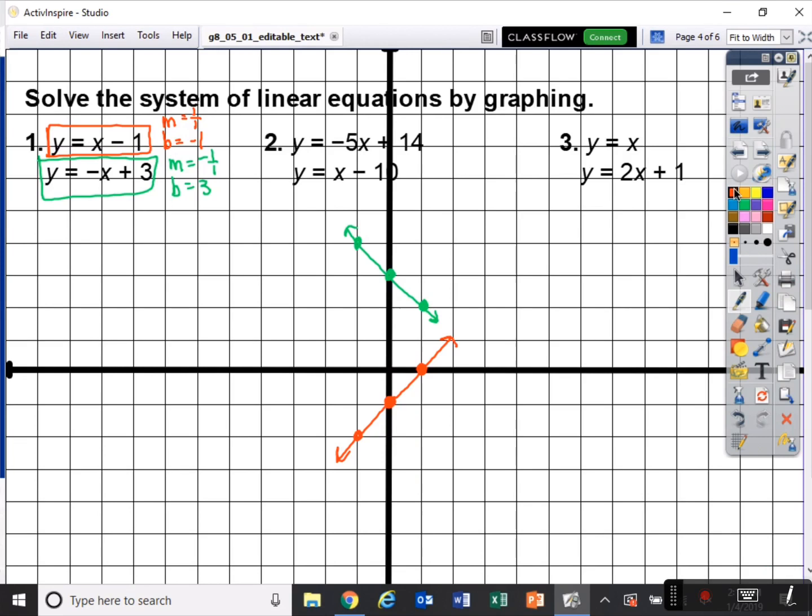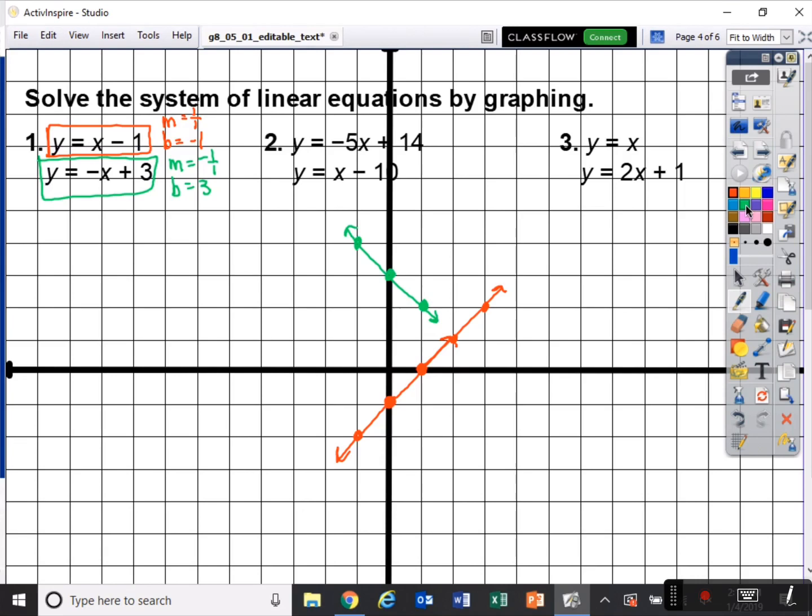So I see that it's going to intersect in this direction, right? I'm not going to extend it this way. That's going away from the green line. I want to extend it towards the green line, all right? So I'll see here, to keep going, I go up 1, over 1, up 1, over 1. I'm just going to do it twice just to be safe.